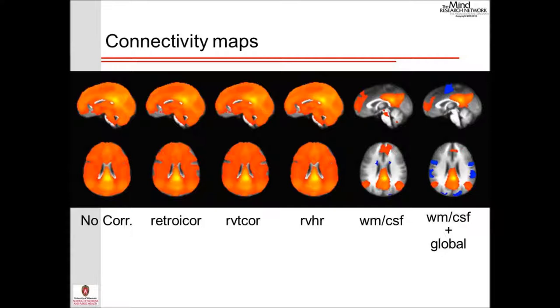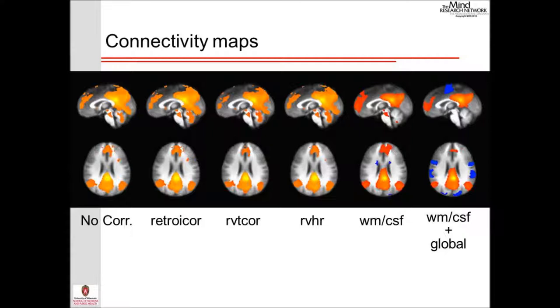So this is without any corrections, with RETROICOR, removing respiration volume per time changes, removing respiration volume and heart rate changes, regressing out white matter and CSF changes, or maybe those with global signal as well. And obviously you see the most striking effect with white matter, CSF, and global signal regression, where you do get something that looks like the default mode network that we expect. But if we raise the threshold on these a little bit, we actually find the same kind of network coming out with all of these different correction methods. There are some subtle differences in the frontal lobe between doing and not doing white matter and CSF regression. Okay, so the first thing you might ask is, does this have any impact at all?